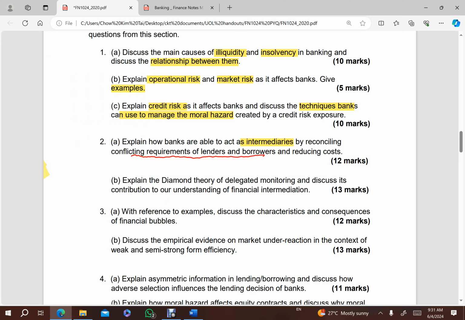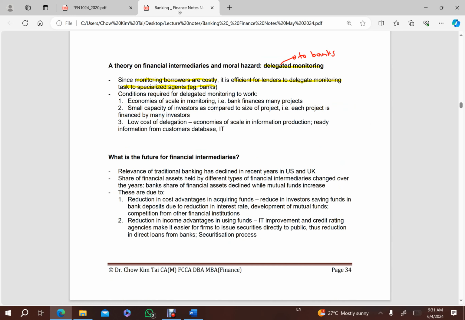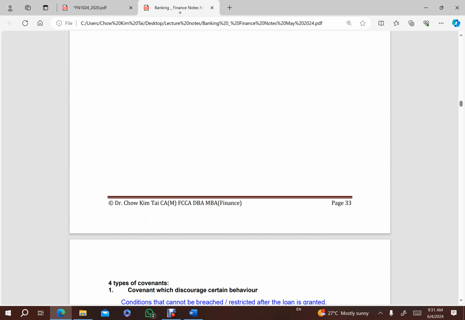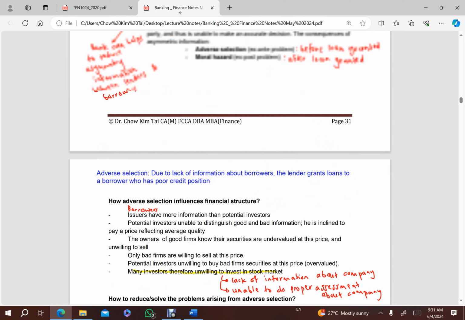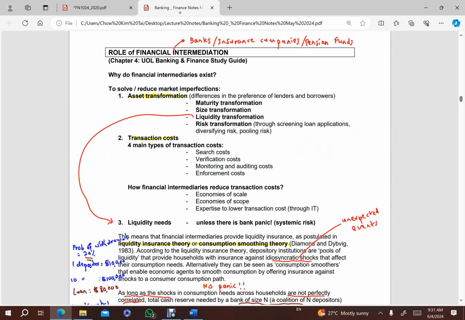So, maturity transformation. Depositors want to be able to withdraw their money from the bank anytime, but borrowers want a fixed repayment schedule. The bank acts as this maturity transformation. Remember, it's the role of financial intermediaries. So the answer is this one: maturity transformation.